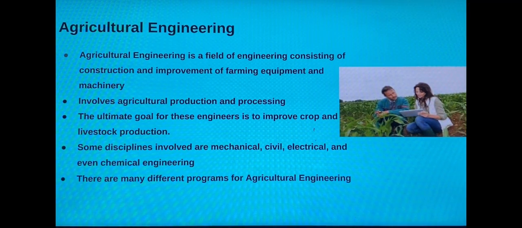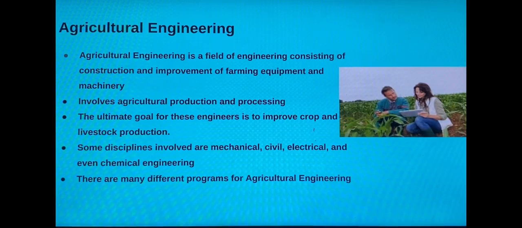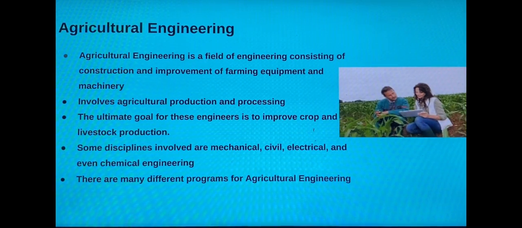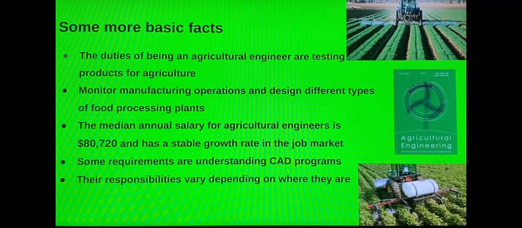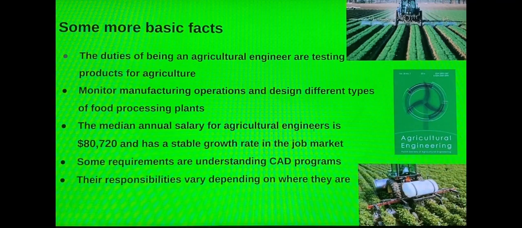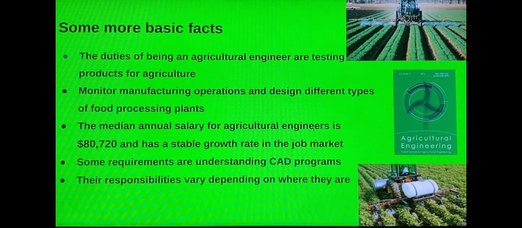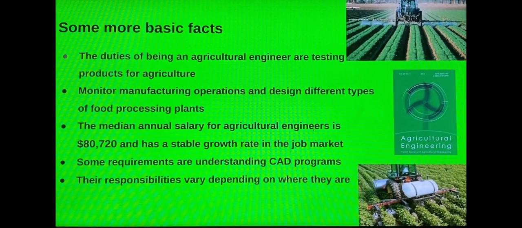Some disciplines involved are mechanical, civil, electrical, and even chemical engineering. There are many different programs for agricultural engineering, and these programs help give an idea of what the job is like. Here are some basic facts. The duties of being an agricultural engineer are testing products for agriculture. They test these products to make sure they aren't affected, but also make sure they perform properly. And then they monitor manufacturing operations and design different types of food processing plants.